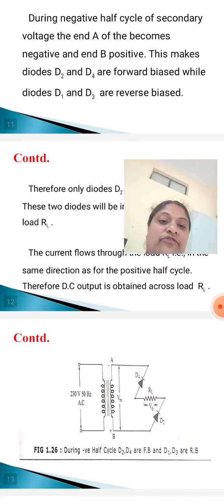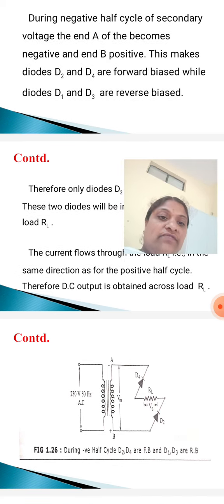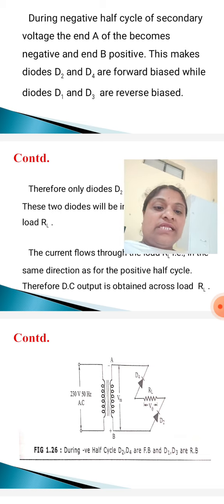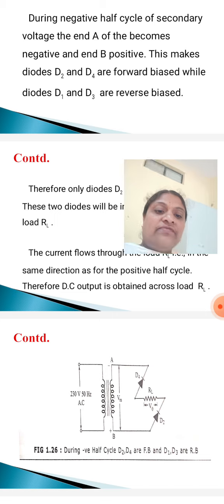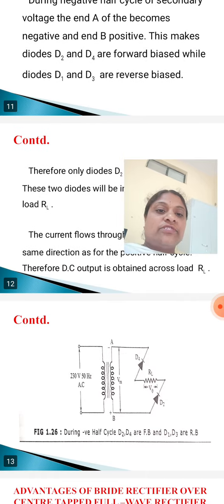What about D4? Negative is connected to the cathode of D4. Cathode means it is negative, so negative is connected to negative. This is the same polarity, that's why D4 is in forward bias. Next, B becomes positive, so positive is connected to the anode of D2. Anode means it is also positive, so positive is connected to positive. That's why D2 is forward bias.